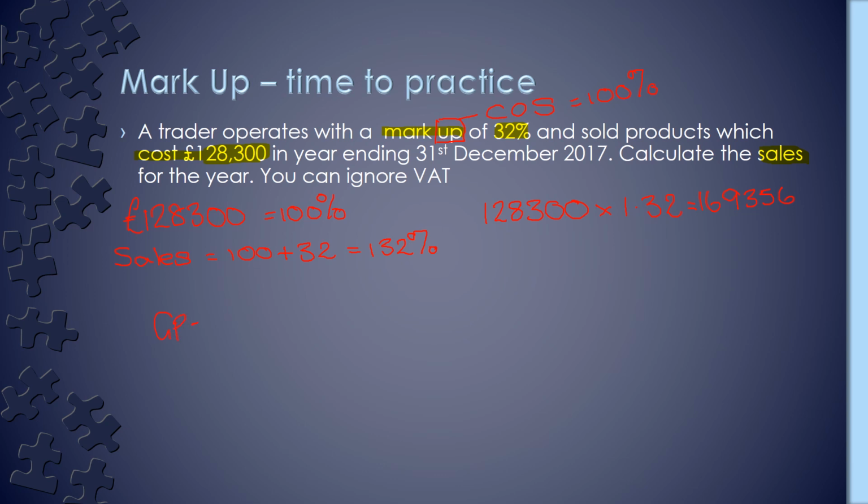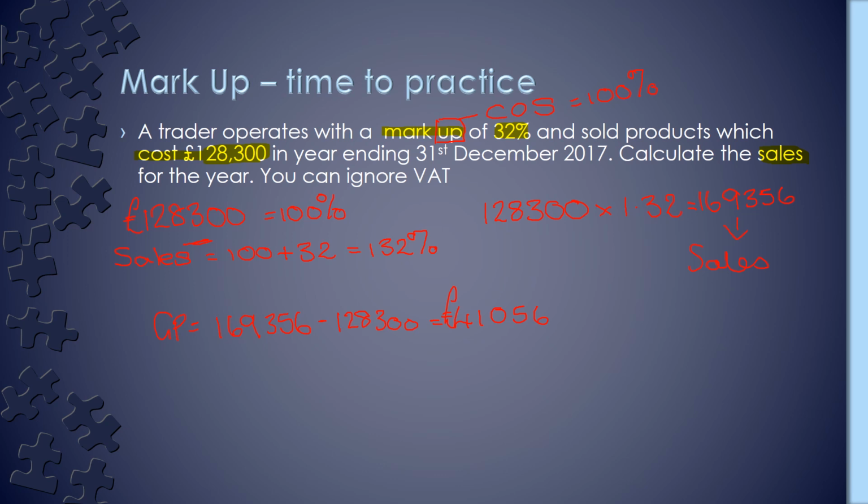So first of all, we need to work out what our gross profit is. So we've got our new sales figure here. So we're going to use that 169,356. We're going to take off what we know our cost of sales is, 128,300, and that brings us to a gross profit of 41,056.